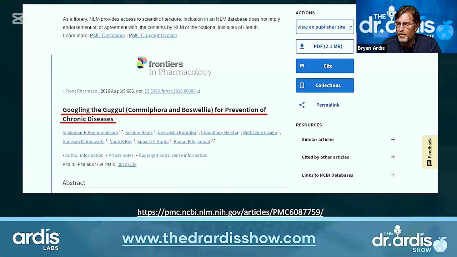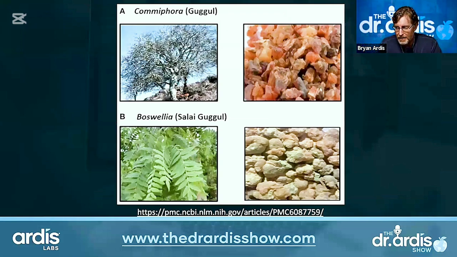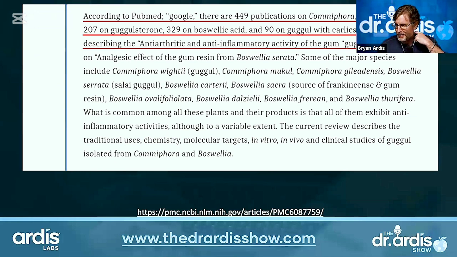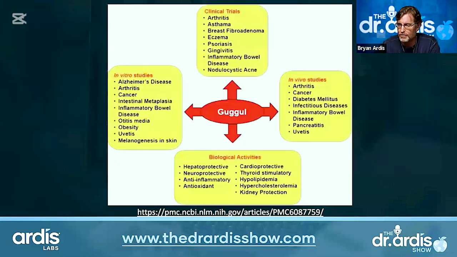Googling the Guggul for prevention of chronic diseases. Guggulsterone, Guggul resin extract, you'll see it on the right-hand side of this screen, comes from this Commiphora Guggul tree I showed you earlier, and Boswellia the plant. According to PubMed, if you Google Guggulsterones, there are 449 research studies on the tree Commiphora, 519 on Boswellia, and 207 on Guggulsterone alone, the extract of it, and then 329 on Boswellia acid and 90 on Guggul, with the earliest being in 1960, describing the anti-arthritis and anti-inflammatory activity of this Guggul.